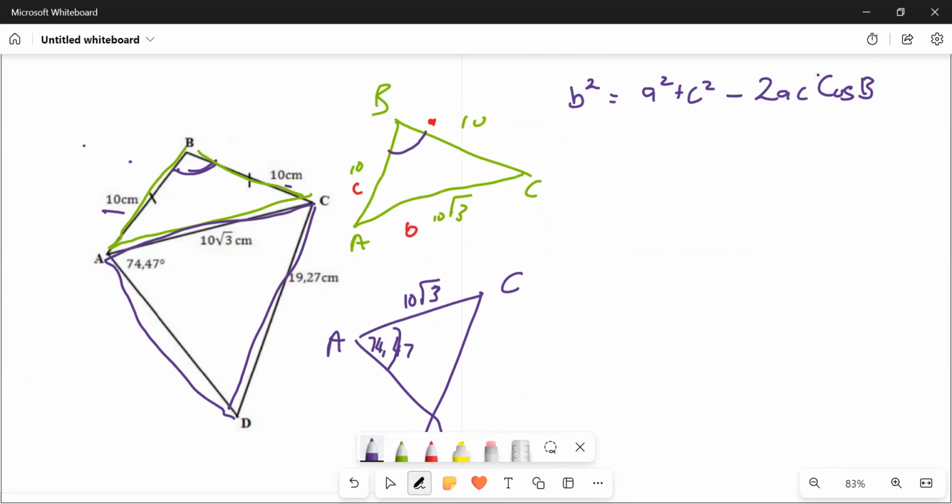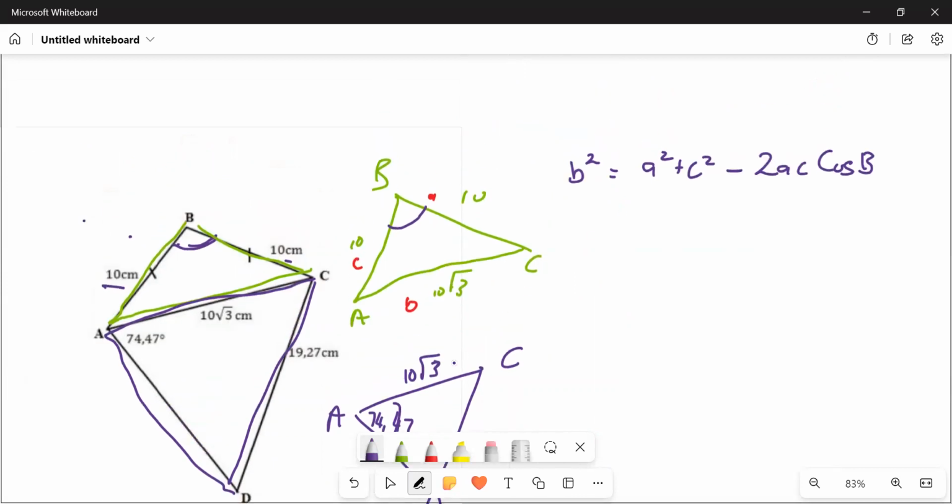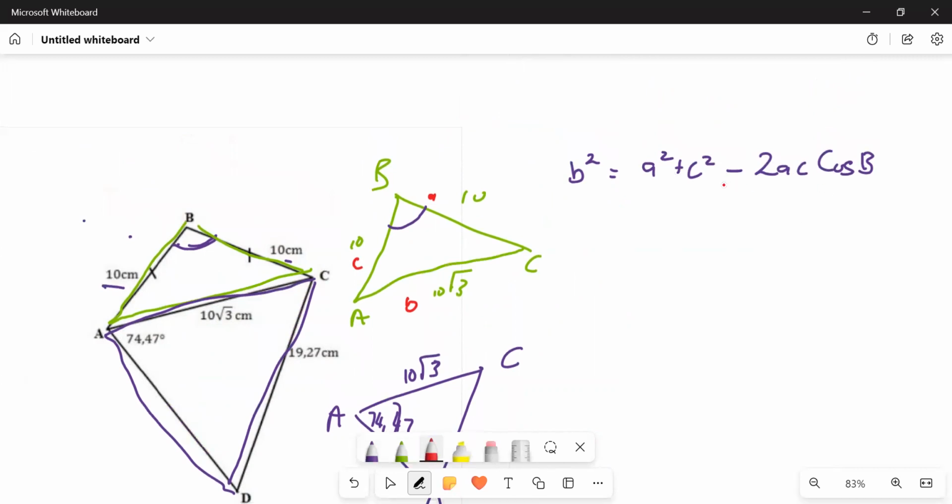We're still together then. What are we looking for? We're looking for an angle. Since we're looking for an angle, the best thing we can do here is to take this whole thing as one term. How many terms do you have here? You have 1, 2, 3. So you can take this whole term, which is negative, to the other side, and it's going to become 2ac cos of B.